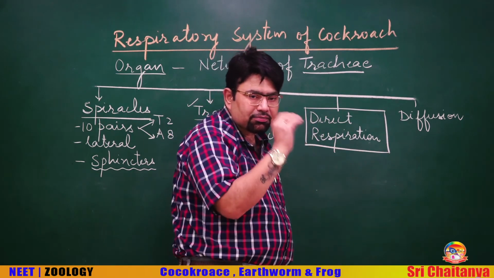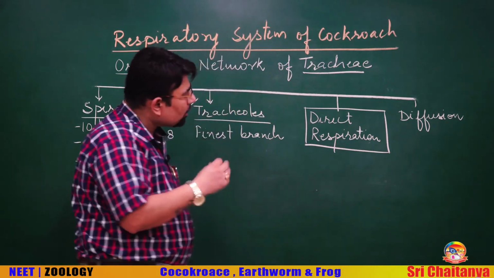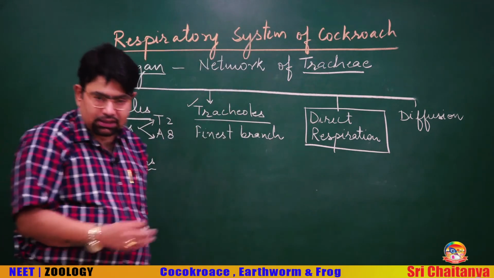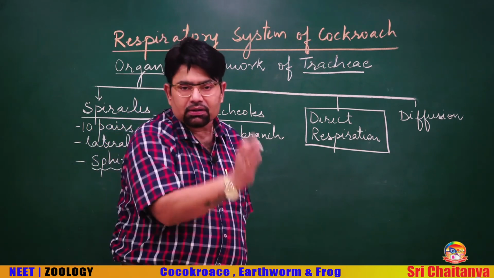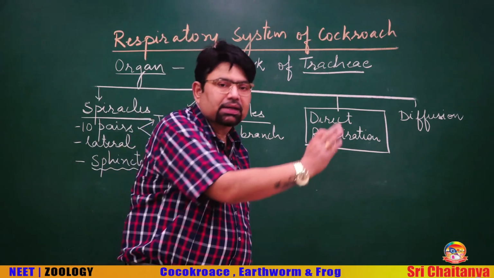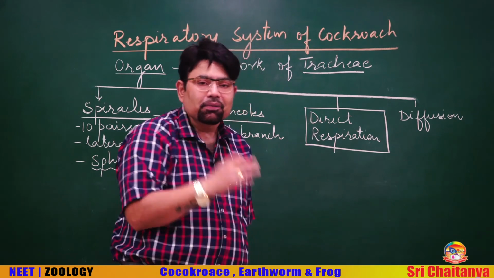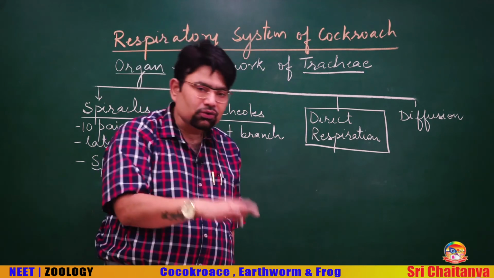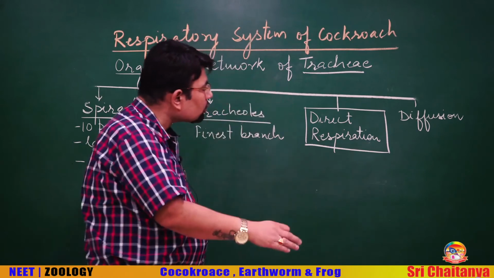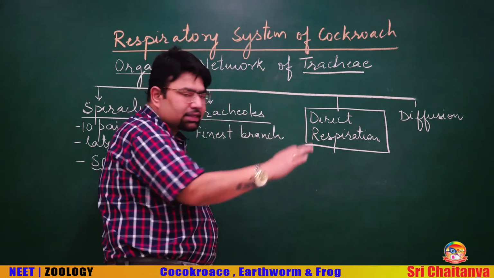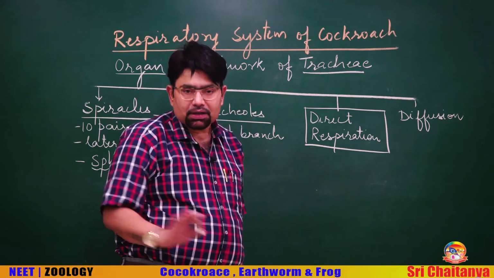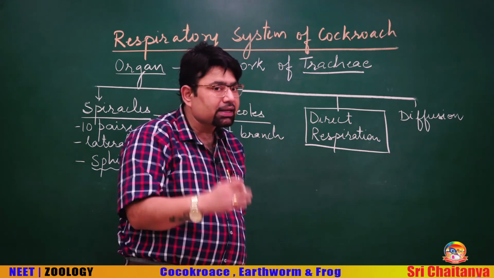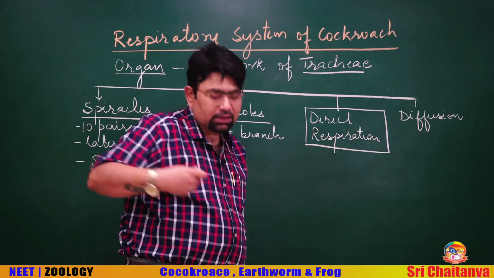What does direct respiration mean? Normally in higher vertebrates we have seen that the blood carries the respiratory gases. In our case, blood carries oxygen and CO2. In cockroach, in fact in all insects, there is no respiratory pigment in the blood. That means the blood is not involved in the transport of gases.